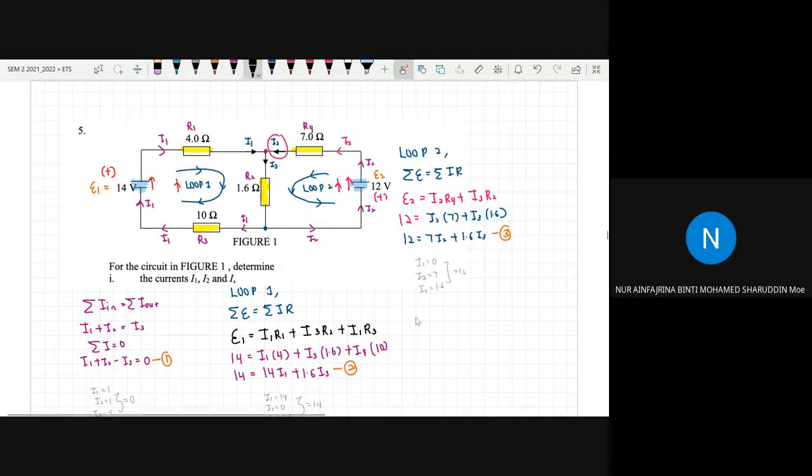So, macam mana nak tekan calculator? Ada yang tak ingat tak? Nak Miss ajar balik? Ke ingat? Ingat, okay. So, cuba tekan I1, I2, I3, you all dapat berapa?